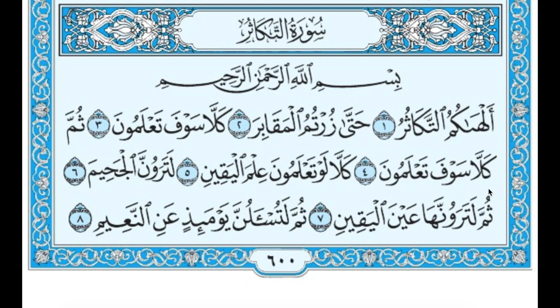Thumma. Then. Kalla sawfa ta'lamun. Again. Then again. No again. You will certainly know. So it's emphasis. It's the same ayah repeated for emphasis' sake. Kalla sawfa. Kalla, again, no. لو تعلمون علم اليقين. If you just had certain knowledge. لو تعلمون. كلا again.